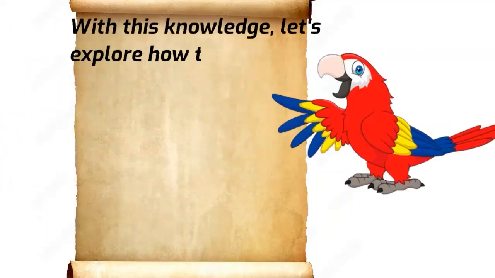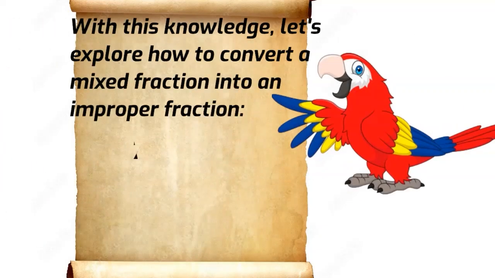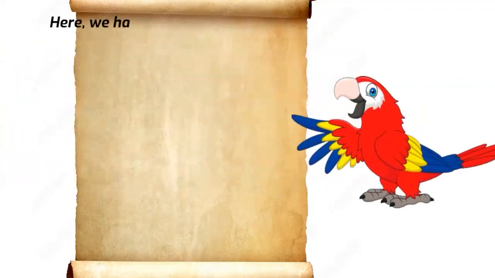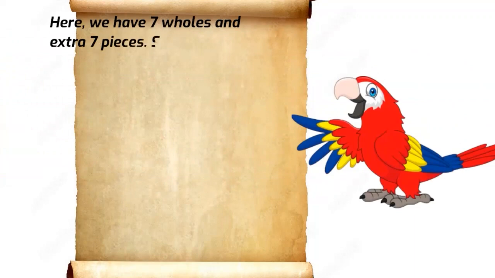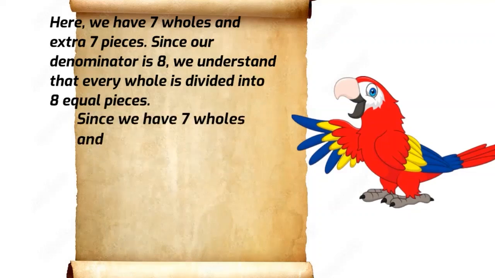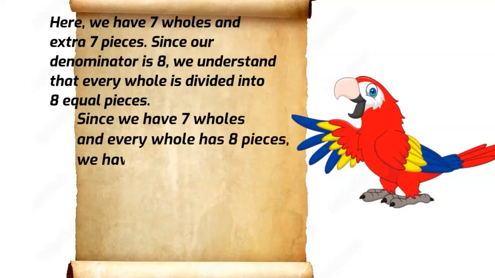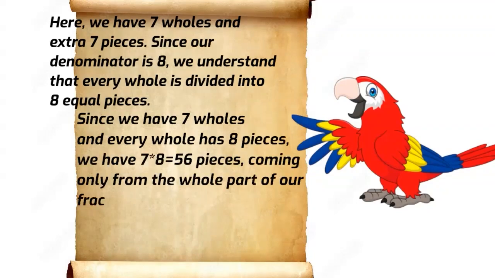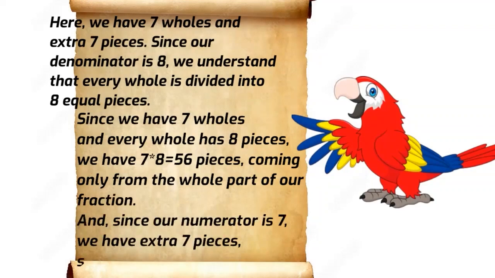With this knowledge, let's explore how to convert a mixed fraction into an improper fraction. Here, we have 7 wholes and an extra 7 pieces. Since our denominator is 8, we understand that every whole is divided into 8 equal pieces. Since we have 7 wholes and every whole has 8 pieces, we have 7 times 8, 56 pieces, coming only from the whole part of our fraction. And, since our numerator is 7, we have an extra 7 pieces, so we have 56 plus 7, 63 pieces in total.